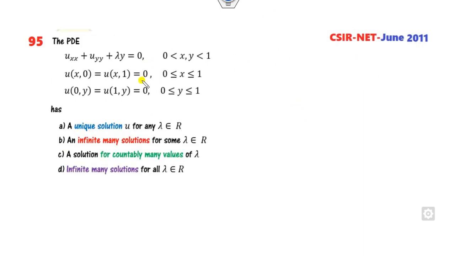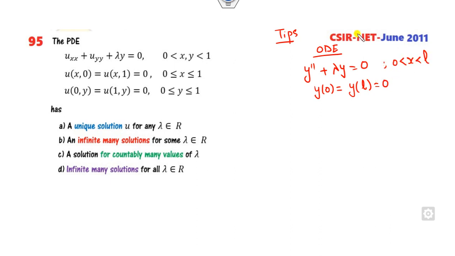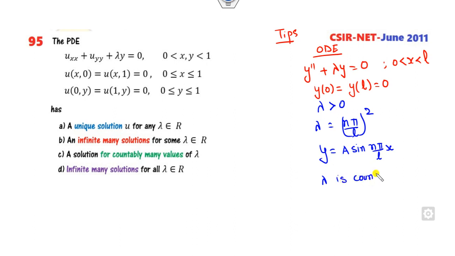Now look at this condition. Remember that whenever we are talking about the ordinary differential equation, I already gave you several tips. Whenever this condition holds, y of 0 and y of L are 0, whenever x lies between them, what is the nature of this lambda? It is positive. The value of lambda will be n pi by L whole square, and the solution will be a sine n pi over L x, and these are countably many values. Fine. So we will use the same tips here.